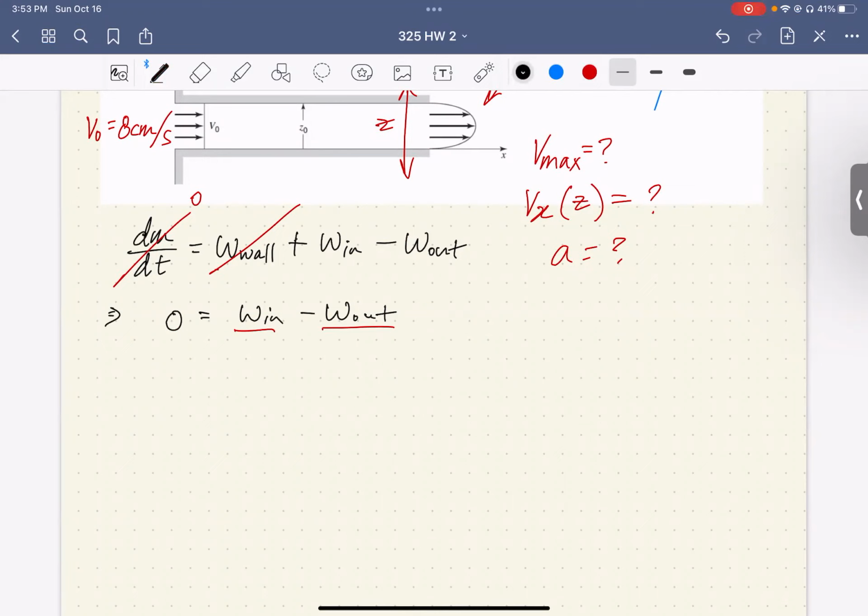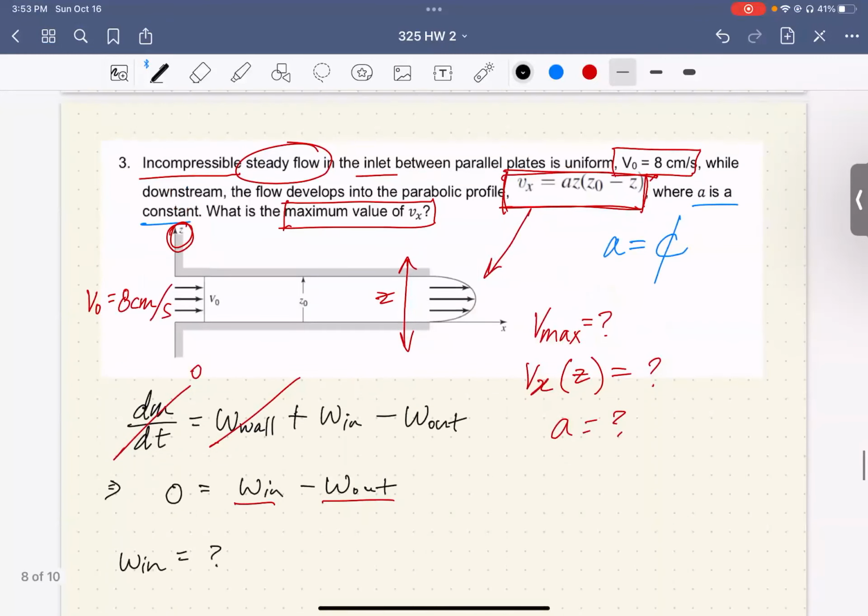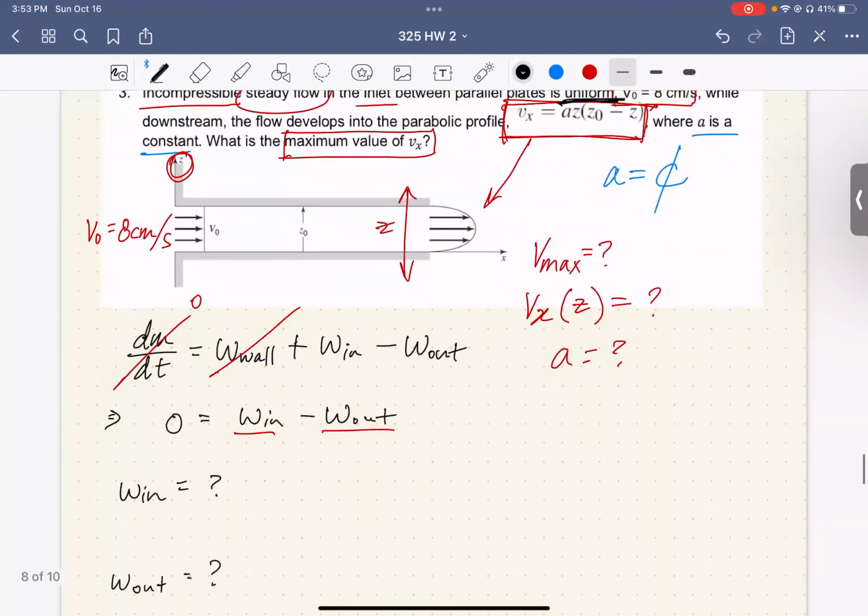Let's recall from our quiz section and also from our lectures. We do know several things. Let me just write this out right here. So for the inlet, we do know it is a constant. It's given a uniform flow velocity right over here.